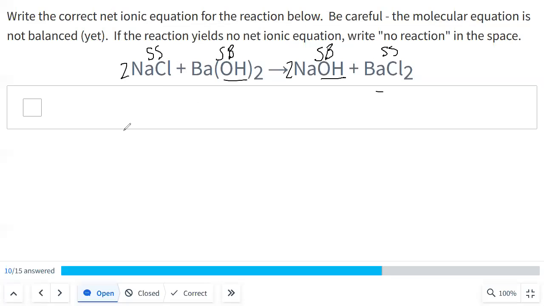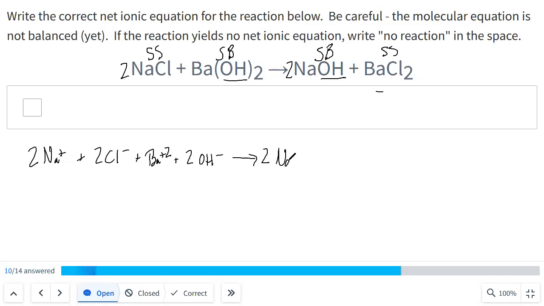So as I go to the ionic here, this is soluble, so it breaks apart. Sodium ion, chloride ion. This is a strong base. All strong bases completely dissociate as well. Barium ion, 2 hydroxide ions. Sodium hydroxide, strong base. It completely breaks apart as well. Sodium ion, hydroxide ion. Barium chloride is soluble. Barium ion, chloride ions.